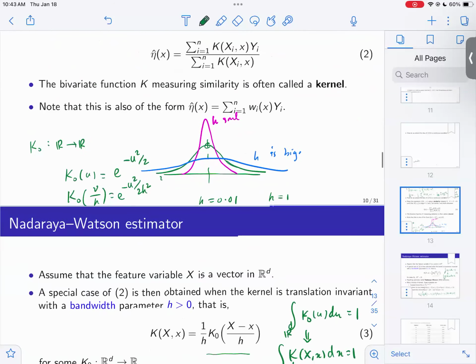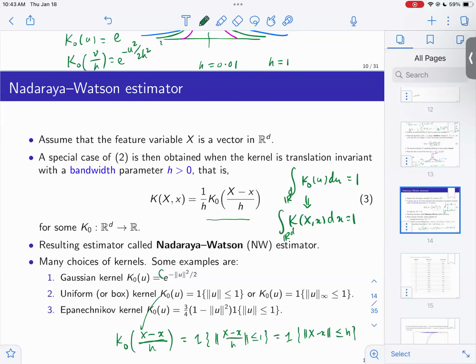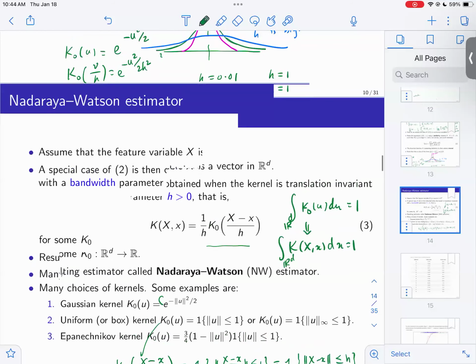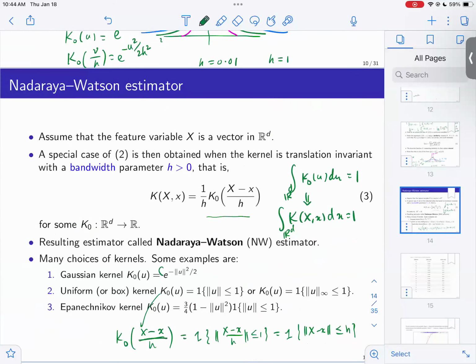So this bandwidth that you see, again, the similarity need not be of this form, but this is translation invariant in a sense. Obtaining things by translation is very common. It has been traditionally common in statistics, let's say. And this particular one is called Nadaraya-Watson. If you construct a kernel of similarity like this, the resulting density estimator is called kernel density estimate. And you can see there is a bandwidth for both.